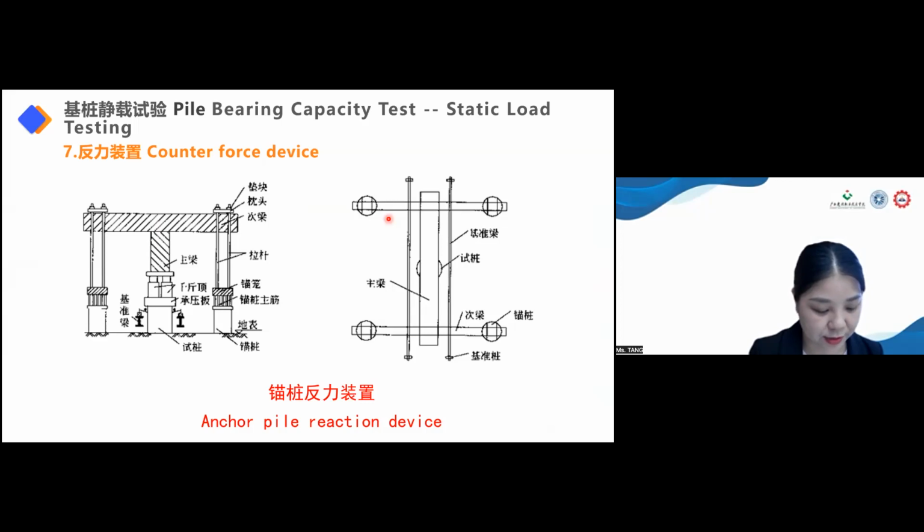This image shows a diagram of the anchor pile reaction device, a section diagram on the left, and a plane diagram on the right. The number of the anchor piles in the anchor pile reaction device shall not be less than 4 piles. 1, 2, 3, 4.